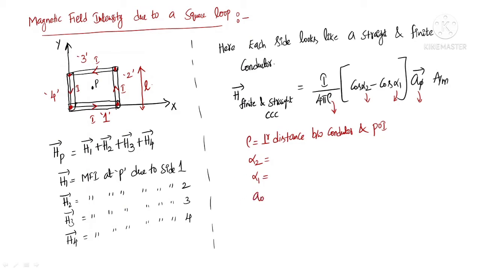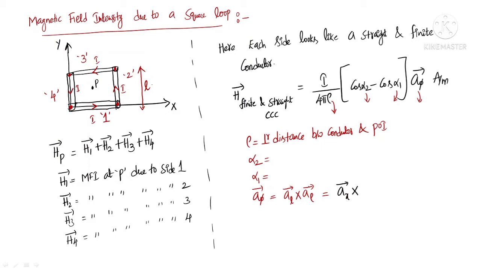And how can I find A phi bar? In the previous class, if you recall, the direction A phi bar is obtained by taking the cross product of AL bar and A rho bar. Now tell me, what is AL bar for the first conductor? AL bar for the first side, what is the direction in which the current is flowing? It is along positive x direction. So AL bar is nothing but AX bar cross, what is A rho bar?